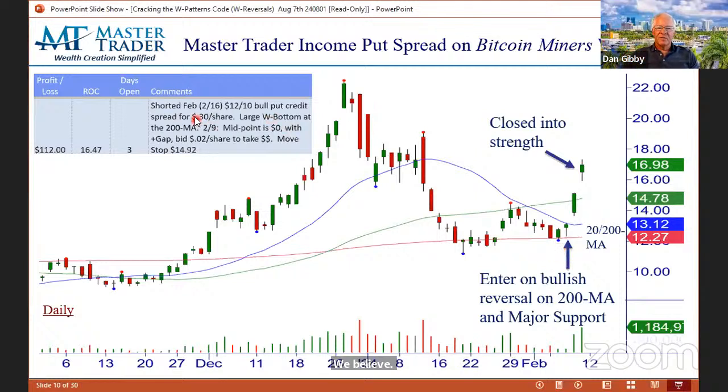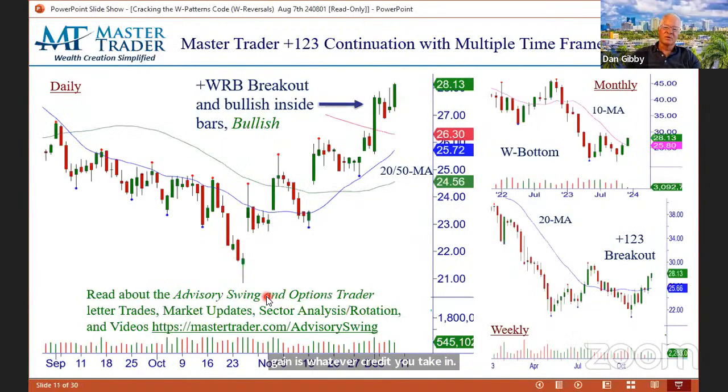So we go to the option table, we look at the strikes where we think is going to hold by expiration, and we can either sell that put naked. In this case, we did a little $2 wide put spread, took in 30 cents, large W bottom at the 200 MA. Closed it at 2 cents just to take our money and run. But you see, when you sell options, your max gain is whatever credit you take in. That's why things like this, we do put spreads plus do a directional.